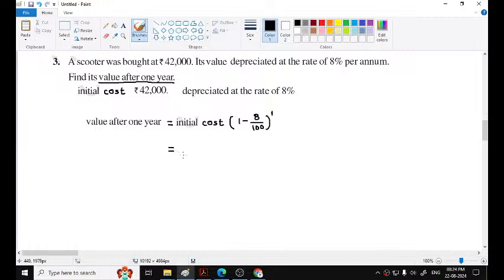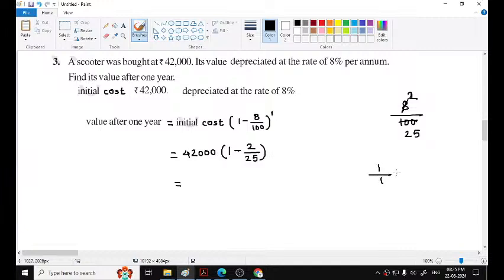So what is our initial cost? Initial cost is 42,000. Let us reduce this 8 upon 100. These are divisible by 4. So we get 2 upon 25. So here I will write this 1 minus 2 upon 25. No need to write this 1 as that power is 1. As we write nothing, we consider that power is 1.